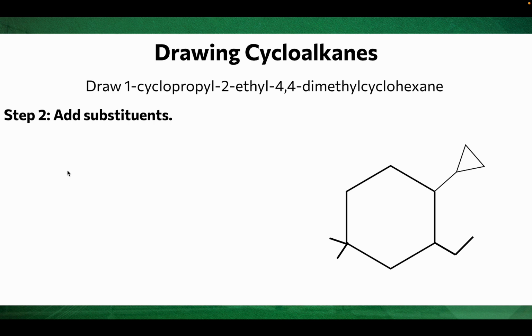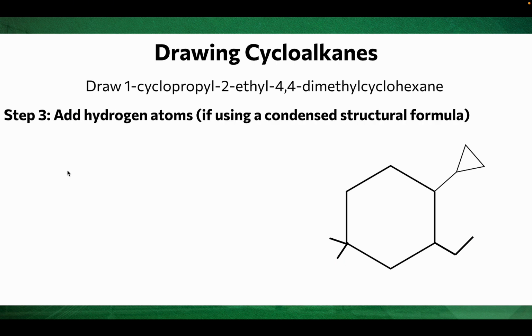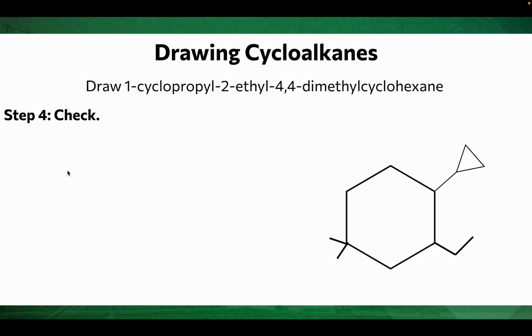Or you can also write them like this, a line angle formula. So it is implied that you have 2 carbon atoms here, that's ethyl, 1 carbon atom here as methyl, and 1 here as methyl. So add hydrogen atoms. This one is not necessary. You check. So this is cyclopropyl, you have ethyl, you have methyl. So this is the correct drawing.